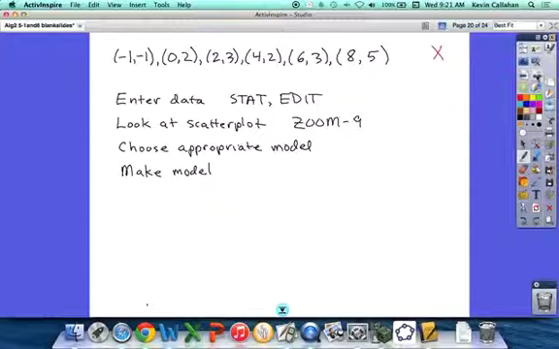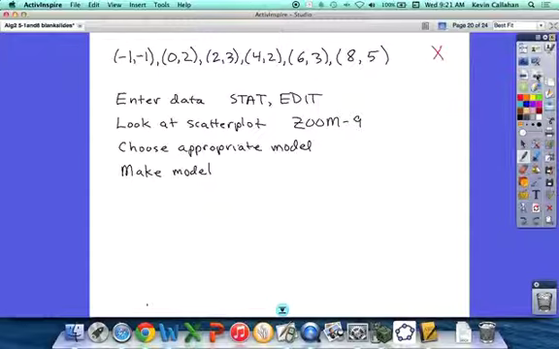Now that looks like you might have missed a point. Do you have the 4-2 in there? Stat edit. You don't have 4-2 in there. You could put it at the bottom of the list. 4-2. You didn't write one down.